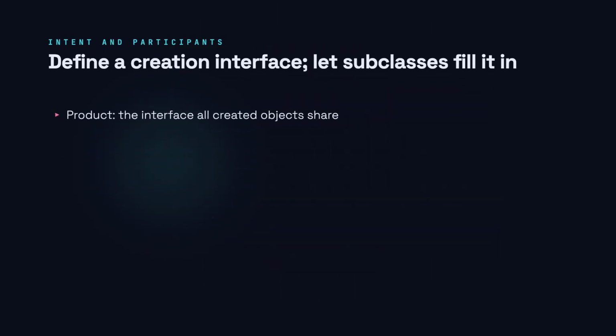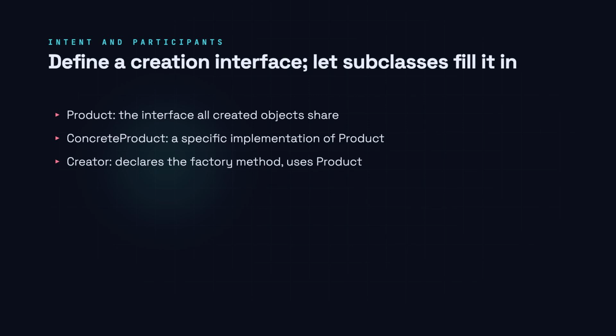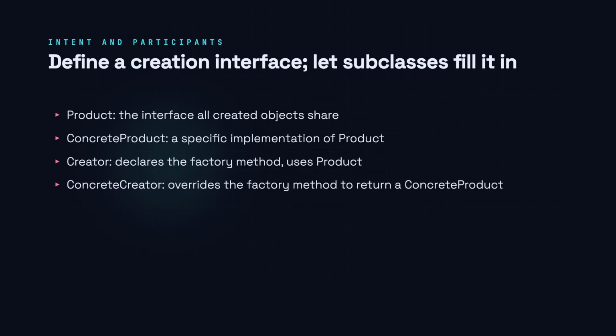The pattern has four named roles. The Product interface is the contract that every created object must satisfy. ConcreteProduct is each real implementation, Truck, Ship, and so on. Creator is the class that owns the factory method. It calls that method internally, but does not implement it. ConcreteCreator is a subclass that overrides the factory method and says, when asked, I return this specific product. Client code only ever talks to Creator and Product. The concrete types stay hidden.